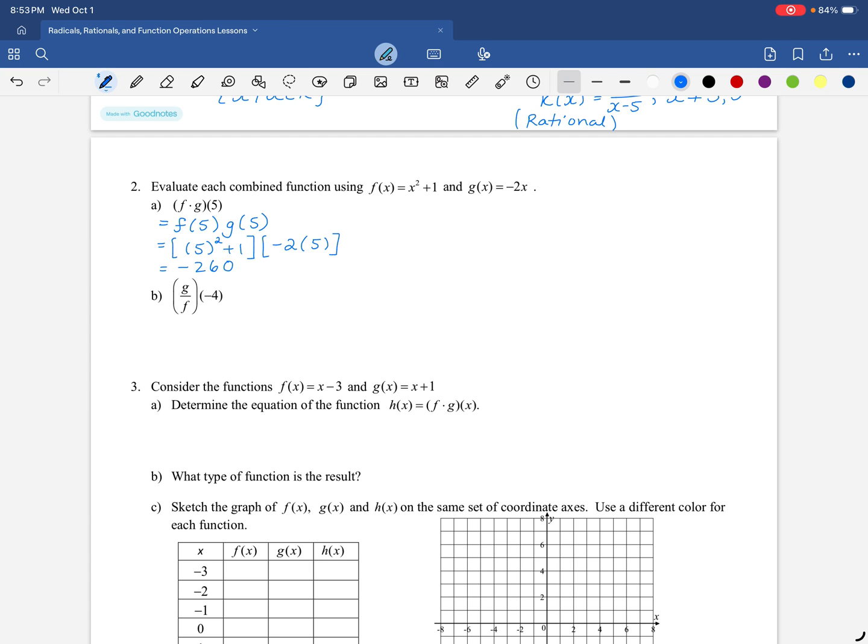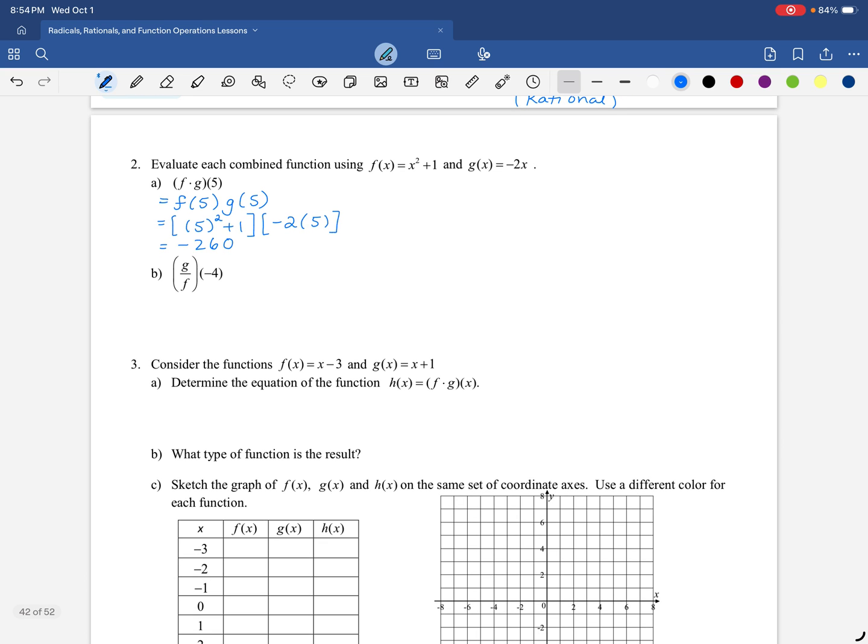Okay, let's take a look at B. So again, now they're asking for that quotient, g divide f, but specifically of negative 4. Okay, so what does this mean? This means that we need to do g of negative 4 divided by f of negative 4. Okay, so I'm going to work this way now. Okay, so let's substitute the negative 4 into function g. So function g is negative 2x, so negative 2 times negative 4 over function f, but now we're substituting a negative 4 into the x position. So here we are, replacing the negative 4 into the x position.